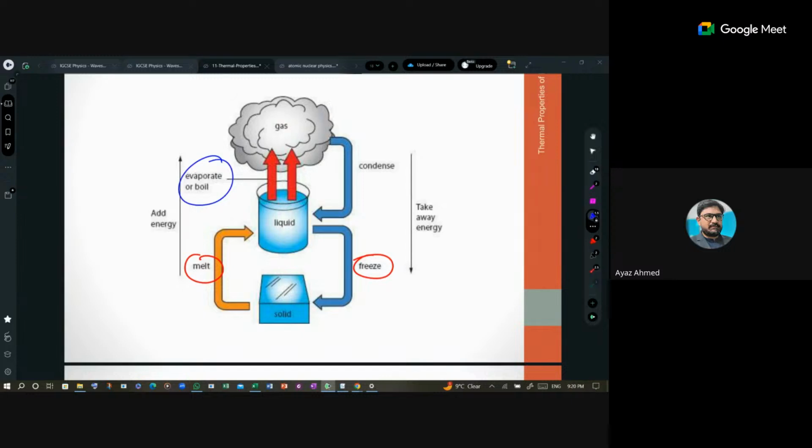They are converting from liquid to gas, and when they are converting back from gas to liquid, that is called condensation. In this process, energy is added, and in this process energy is released. So I told you that when you release energy, gas is converted to liquid and liquid is solidified. But when you add energy, solid is converted to liquid and liquid is converted to gas. So this is basically mentioned over here. That's why I have no need to write on that.